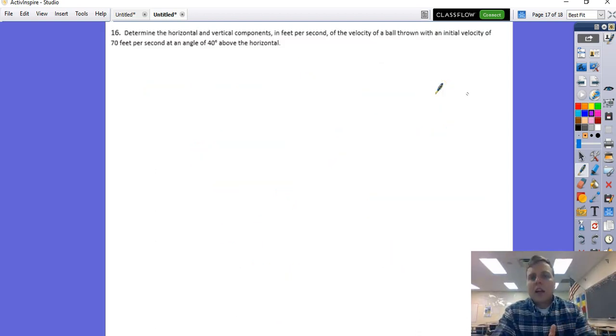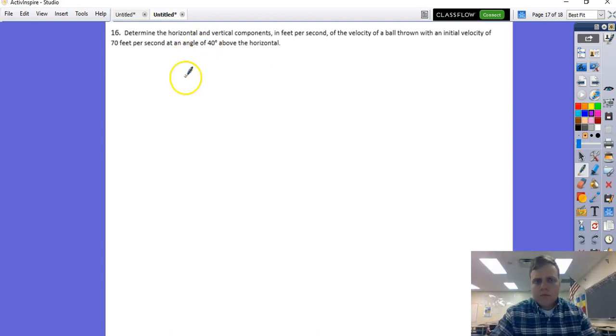Feet per second with the velocity of a ball thrown with an initial velocity of 70 feet per second and an angle of 40 degrees above the horizontal. Okay, so this should be something we just did. Hopefully you remember, okay, because we just talked about it in class the other day.